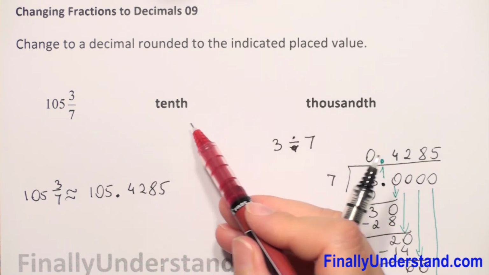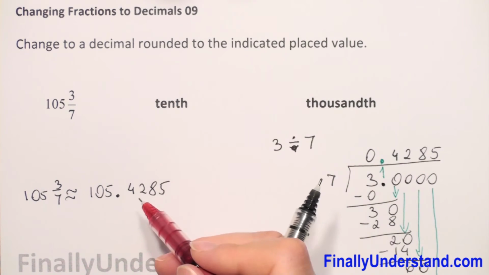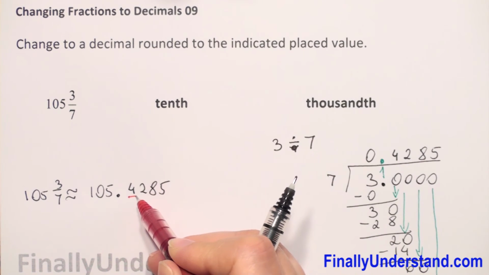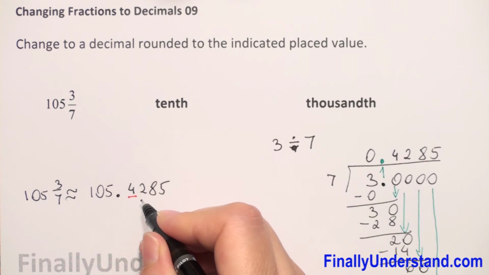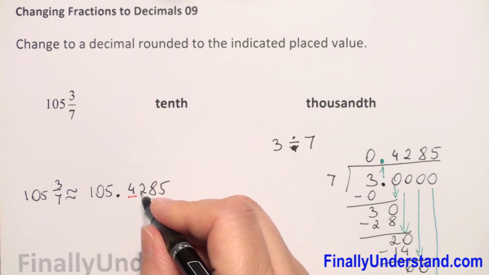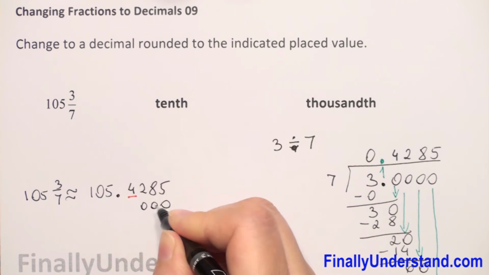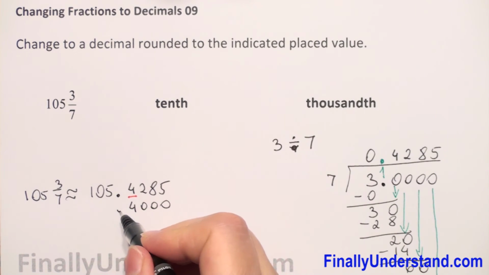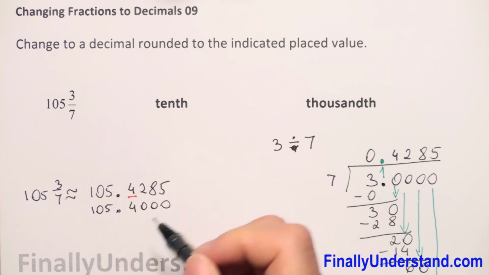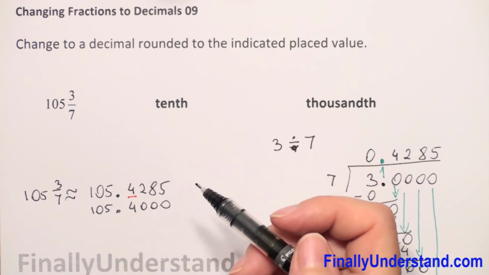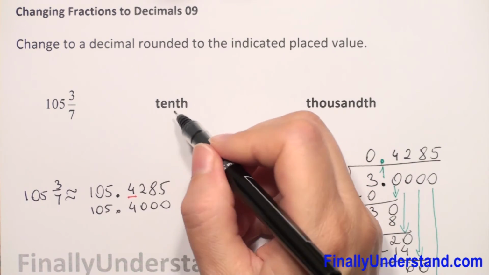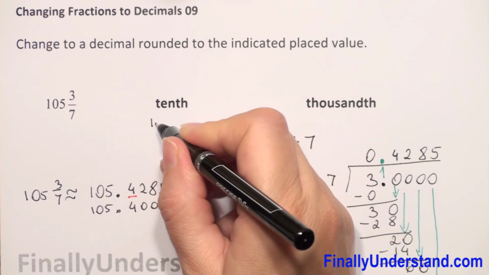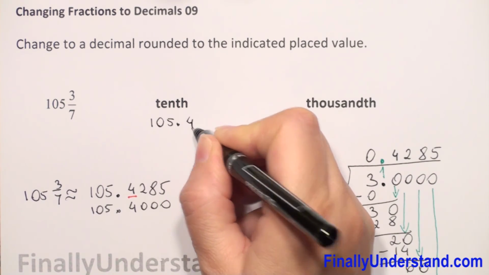Next, we have to round the solution to the tenth first. The tenth is the first digit after the decimal point. So next we have to check what is next, which is 2. When we have a number less than 5, what do we do? Nothing. We just copy the underlined digit, and everything before it we copy. So when we change our mixed number to a decimal number and round to the tenth, our solution will be 105 decimal point 4.